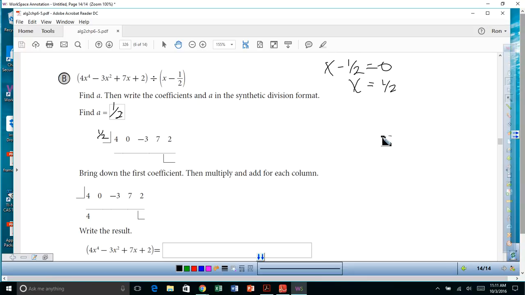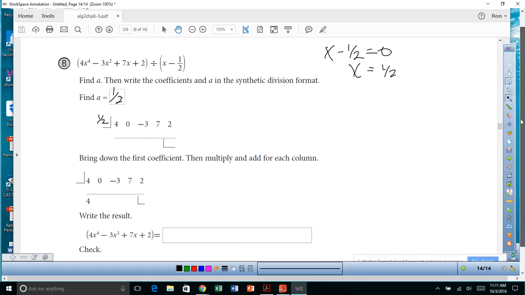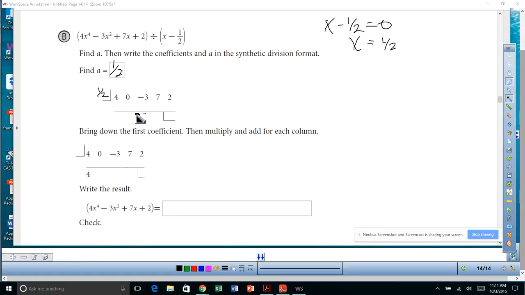Now you want to bring down, it says bring down the first coefficient. So we've got 1/2 in this box. We bring the 4 down. Now, remember that multiply? 1/2 times 4 equals 2. So we're going to put a 2 here. 0 plus 2 equals 2. Multiply, add, so we got 2 here.